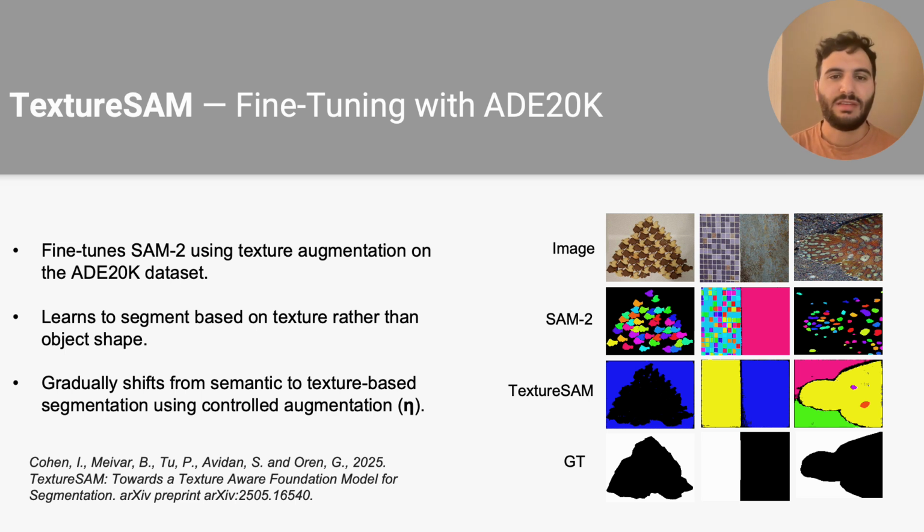To address SAM's limitation in texture-rich domains, we fine-tuned state-of-the-art SAM2 on the 8020K dataset using texture augmentations. This encourages the model to focus on texture patterns rather than just object shapes. Over time, with controlled augmentation strength, the model shifts from semantic segmentation to a more texture-aware approach, shown here by the improved alignment with ground truth.